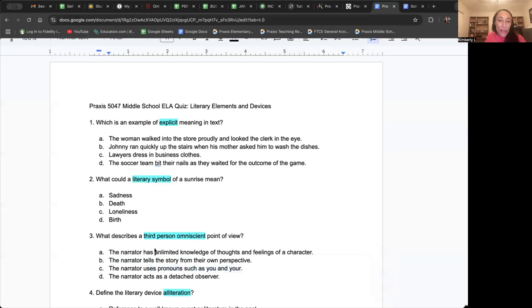So we're between the first answer choice and the second answer choice. And here we have two types of third person. The first is omniscient. It means that the narrator has unlimited knowledge of thoughts, actions, and feelings of all characters. Conversely, D, where it says the narrator acts as a detached observer, the narrator is telling the story from their own perspective outside of the story. Does not have knowledge of the character's thoughts, actions, and feelings. So for omniscient, we're going to go with A, unlimited knowledge.